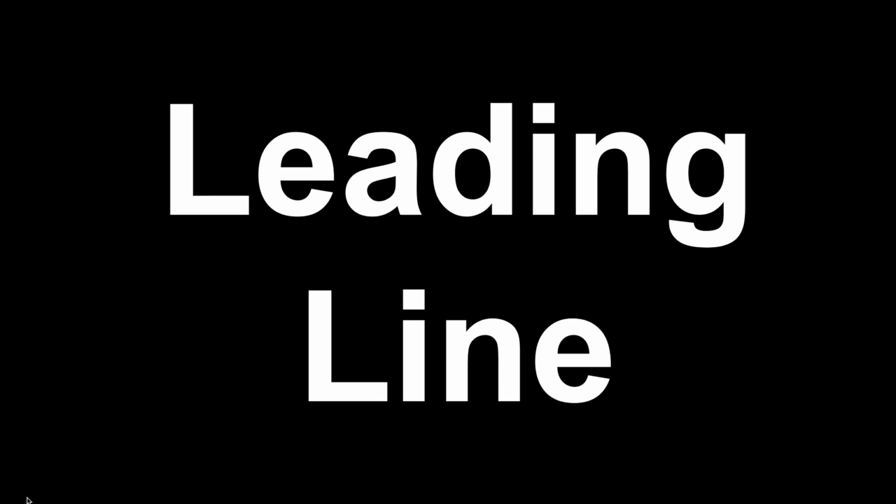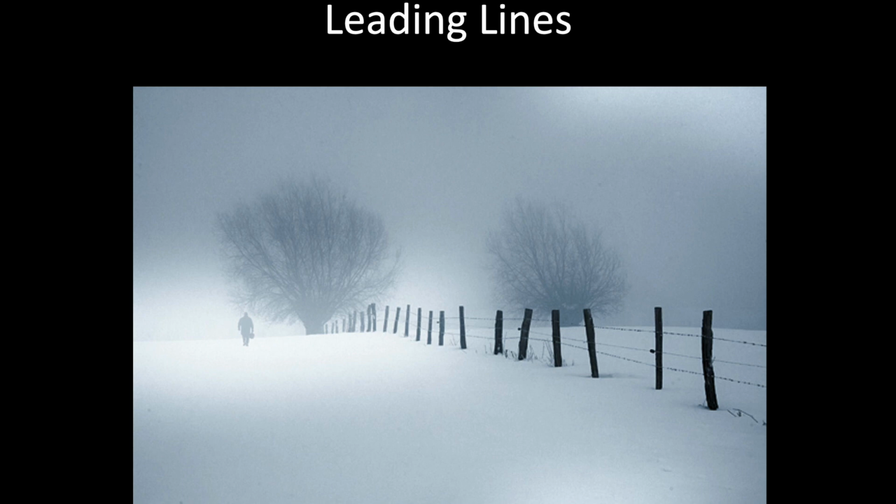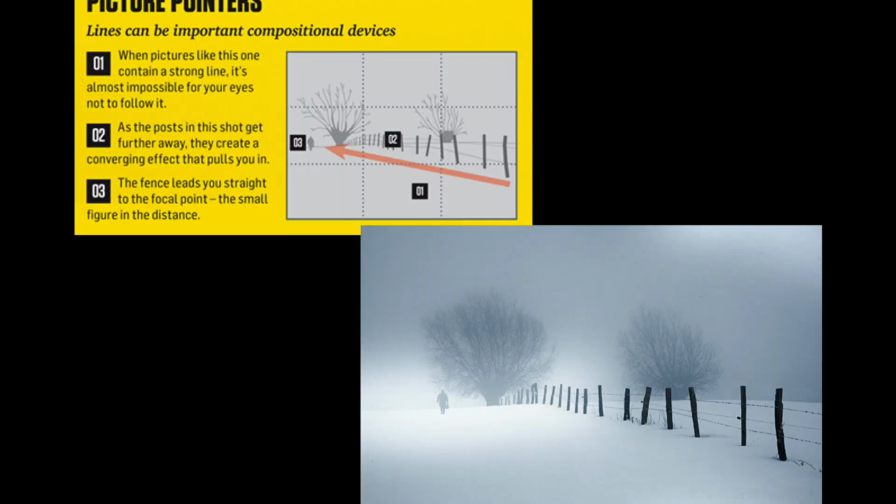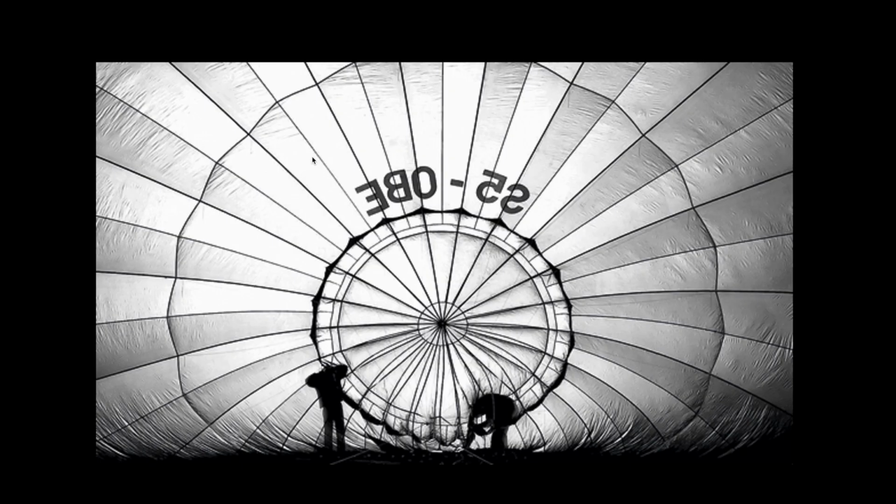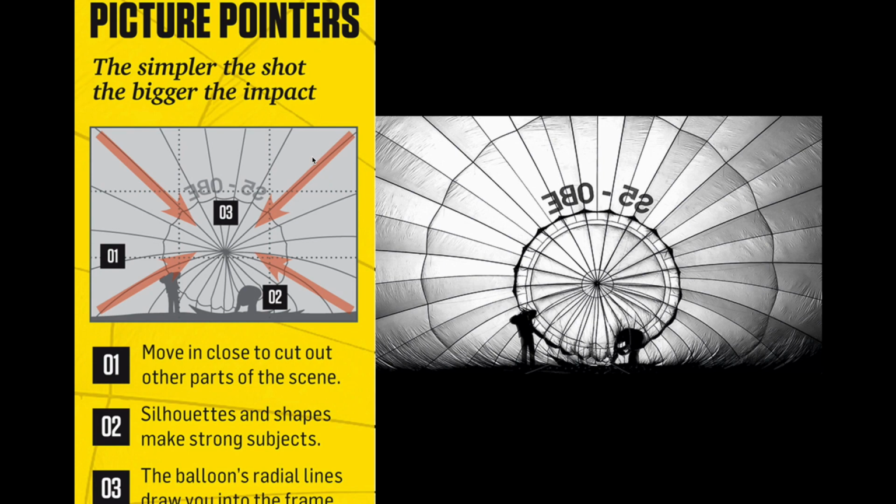We're going to be going over leading lines. Leading lines are lines that lead our viewer in a particular direction. You can see here from the right side, leading the viewer to this person in the snow. Here, this roller coaster leading us from left to right in the frame, or here in the parachute, leading us to the center.